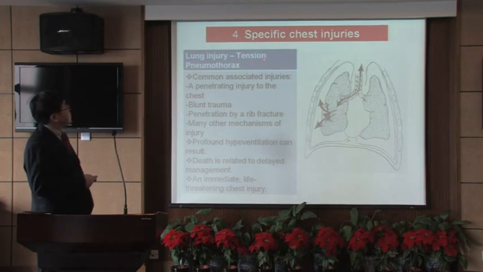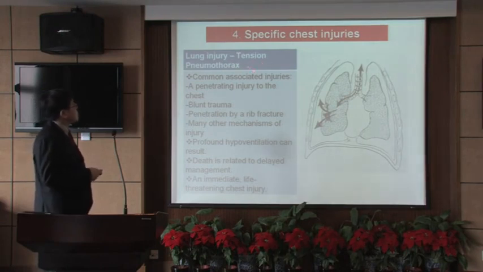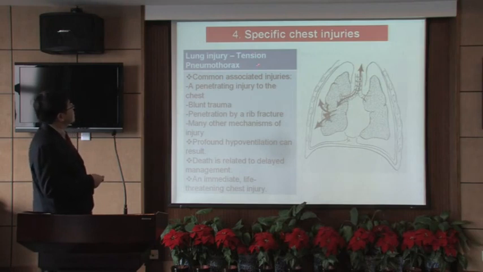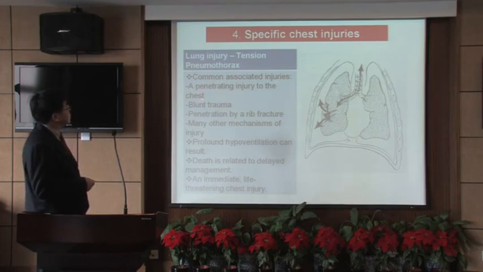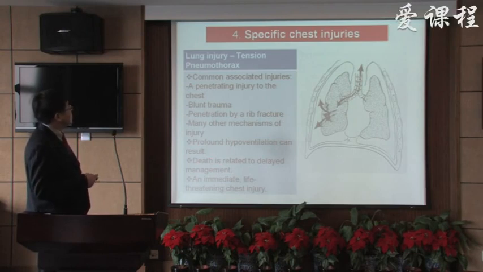Another, more severe type of pneumothorax is tension pneumothorax. How can we define tension pneumothorax? It is commonly associated with injuries such as penetrating injuries to the chest, frontal trauma, and others. It can result in profound hypoventilation. If management is delayed, it will cause the death of the patient. So if the patient has a tension pneumothorax, it is an immediately life-threatening chest injury, and management should be done immediately.